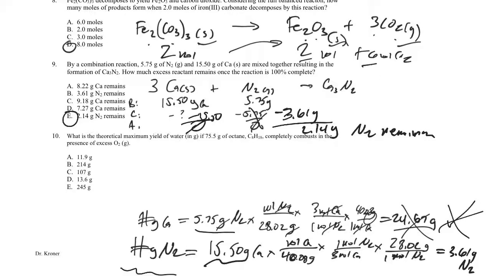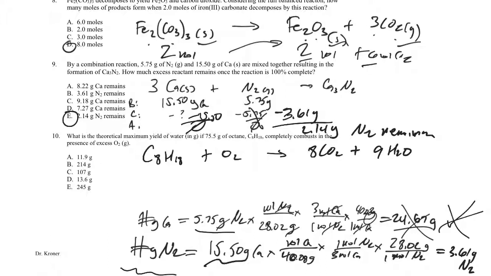Okay, and so then number 10, we're asked what is the theoretical maximum yield of water if octane, C8H18, completely combusts in the presence of O2. So what we have to do here is balance a reaction for O2 completely combusting to form 8CO2 plus 9H2O. And then this would require us to have a fraction of water. Somebody asked in class if we can have a fraction of water. This is a good case where we can go ahead and leave it as a fraction.